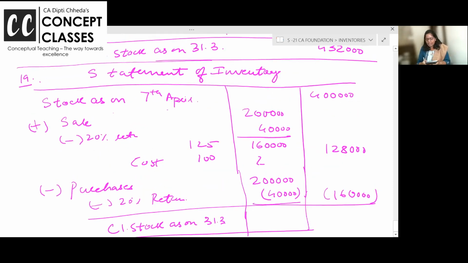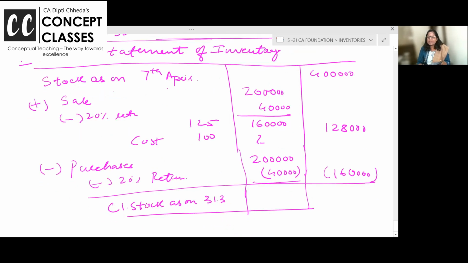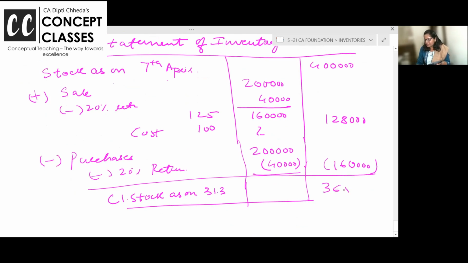Correct closing stock as on 31st of March: 4 lakh plus 1,28,000 minus 160 is 3,68,000. I hope you are able to get the figures, when to add and when to subtract. If I am on 7th, whatever is sold from 1st to 7th, add it back because they were there on 31st. 1st to 7th, whatever is the purchase, minus it. Right?